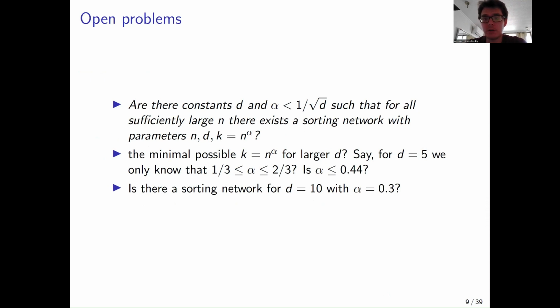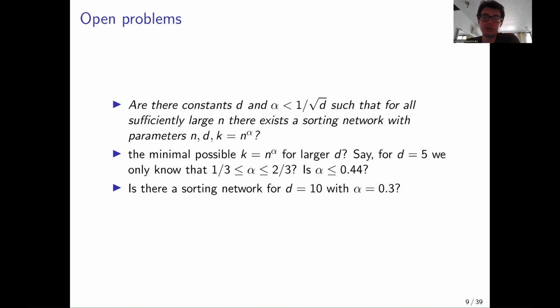But besides that, it's also interesting to figure out what is the minimum k for large d. And we don't know the exact answer already for d equals 5. What we know from our general lower bound is that alpha is at least 1/3, but we also know that alpha is at most 2/3, but that's just an upper bound for d equals 4, which is also obviously an upper bound for d equals 5. The more layers you have, the easier it is for you.